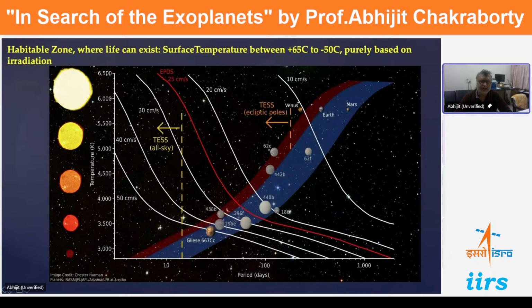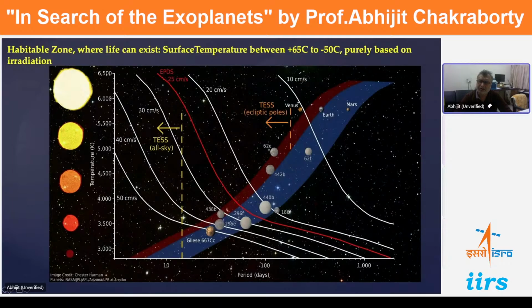So you can see that you have the y-axis here. You have the star size, and the smaller star will be a cooler star, and the larger star will be a hotter star. Therefore, for a hotter star the habitable zone is farther away, while for cooler stars the habitable zone is close by. And so you can see that the blue region is the habitable zone.